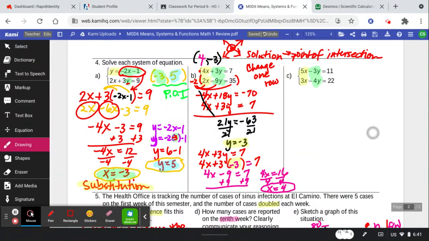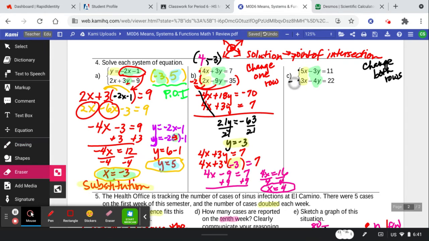Can I make a 3 into a 5? No. Can I make a 3 into a 4 on the next one? No. So I'm going to actually have to multiply, and I have to change both rows in this example. So how would I change it? If you wanted to go for the x's, do you see that 3 times 5 is 15? So I would multiply the top row by 3, the bottom row by -5, and it would give us 15x and -15x. That's your first option.